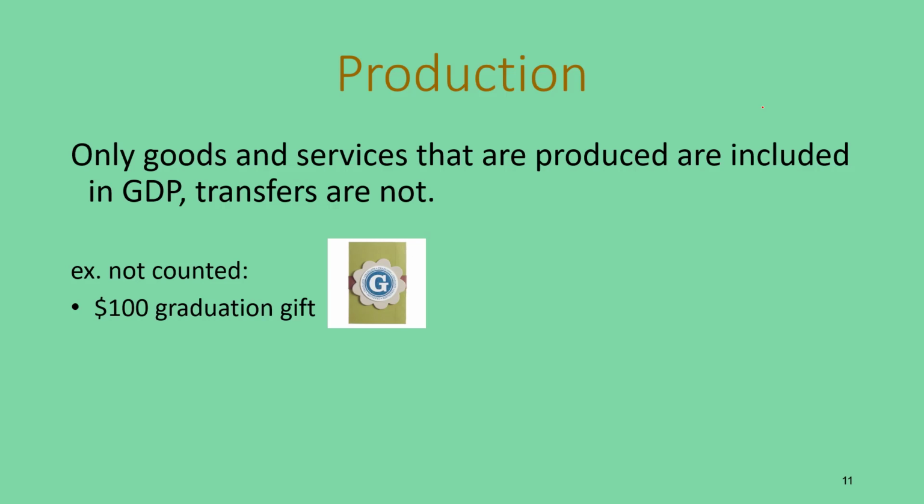That's a gift. It's something that's being transferred from one person to another. There's not anything that's being produced there. Now, if your grandmother, say, walked some dogs or did some babysitting or provided a good or service that allowed her to obtain that $100, well, then the value of that good or service would be included in GDP, but the act of giving that $100 to you as a graduation gift or a birthday gift or any other kind of gift, right, that wouldn't be included in GDP, right? So again, transfers are not included. All right, so keep that in mind.